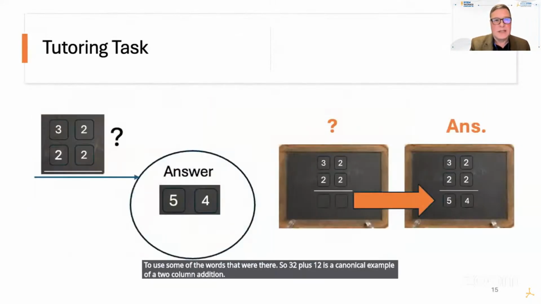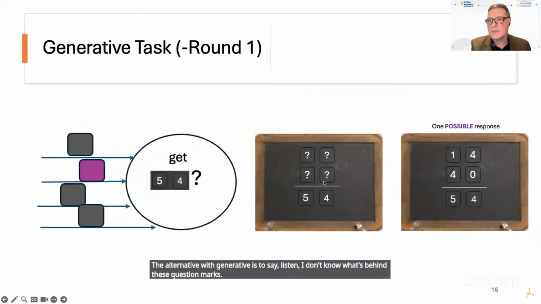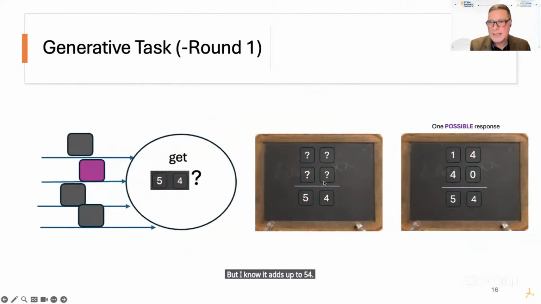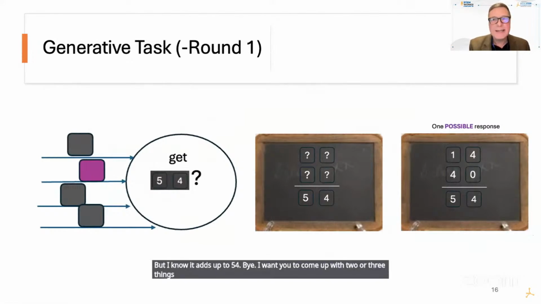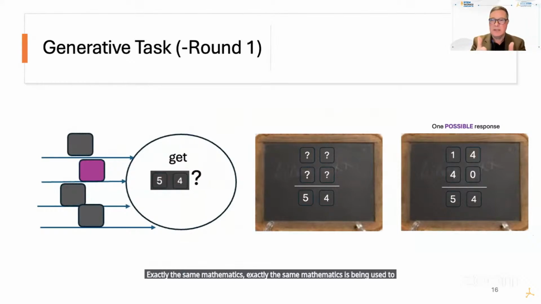There's kind of one right answer. You can ask the kids to get the right answer. The alternative with generative is to say, listen, I don't know what's behind these question marks, but I know it adds up to 54. I want you to come up with 2 or 3 things that could do that. Exactly the same mathematics is being used to make it social instead of individual and alone.